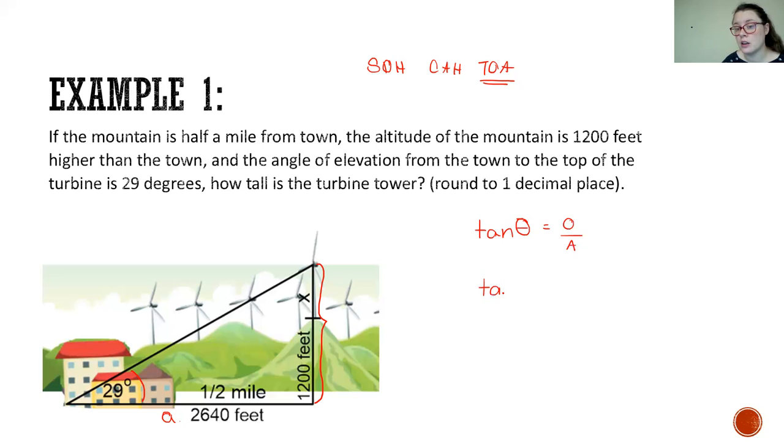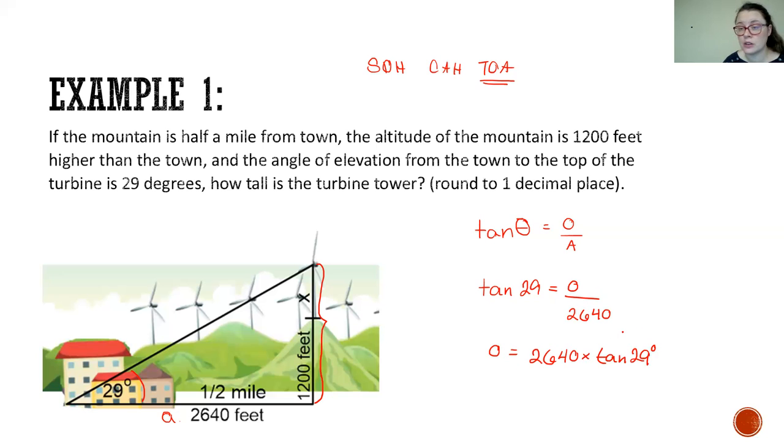So the tan of 29 degrees is equal to opposite over adjacent, and if we put the adjacent in feet, we're going to get feet out. The unit for the top and the bottom always has to match. Rearranging it, opposite is equal to 2,640 times the tan of 29 degrees.